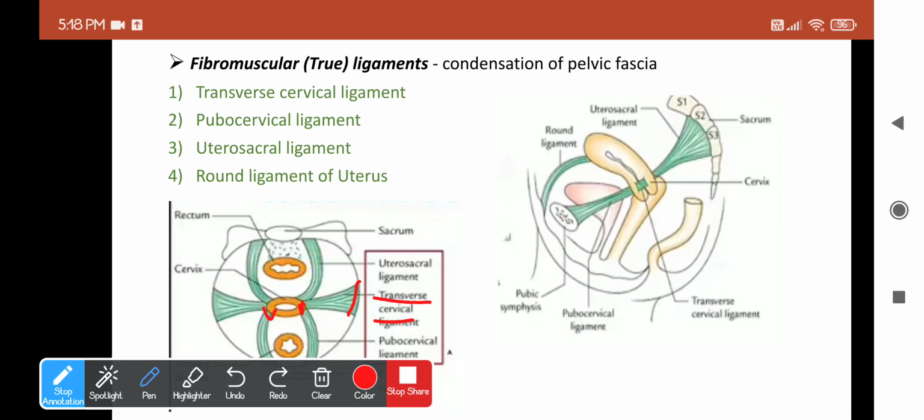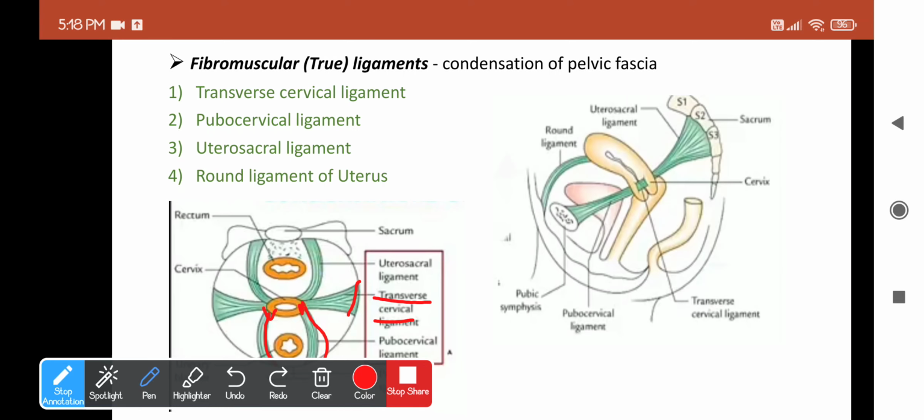And then you have the pubocervical ligament. Pubo is a part of the pelvic bone, the pubis. Okay, so they are a pair of fibrous bands which extend from the cervix to the posterior aspect of the pubic bone. This is the pubocervical ligament, extending from the cervix to the posterior aspect of the pubic bone, and they cross on either side of the urinary bladder.